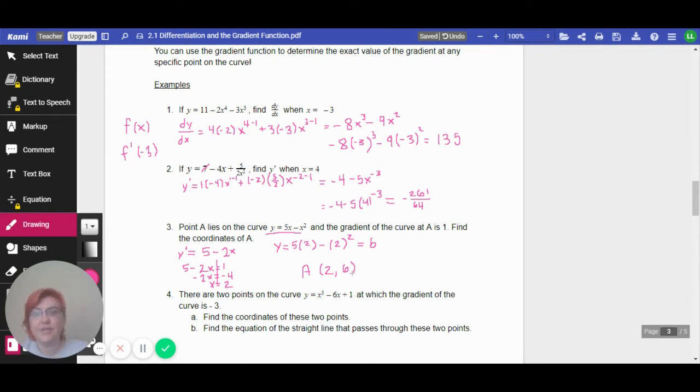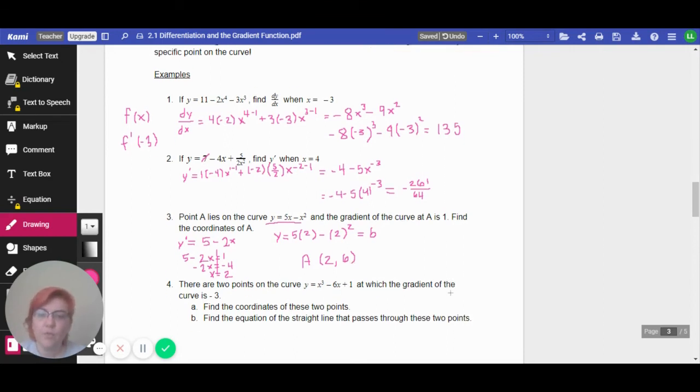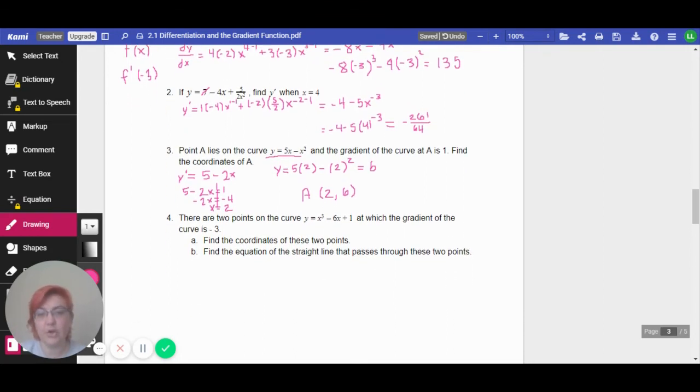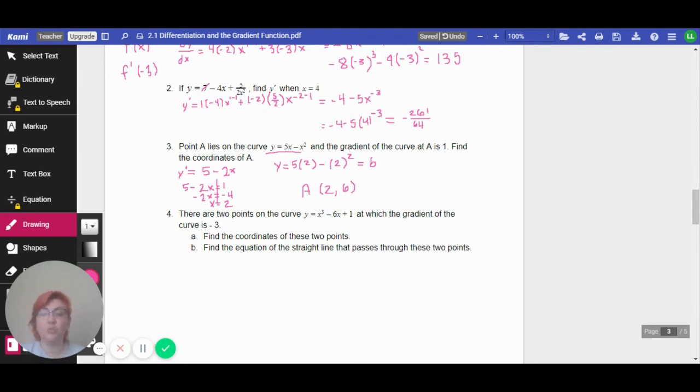All right, let's do another example. We've got 2 points on the curve y equals x cubed minus 6x plus 1, at which the gradient of the curve is negative 3. Find the coordinates of these 2 points and then the equation of the straight line that passes through these 2 points. Okay, first things first, we need the gradient function.